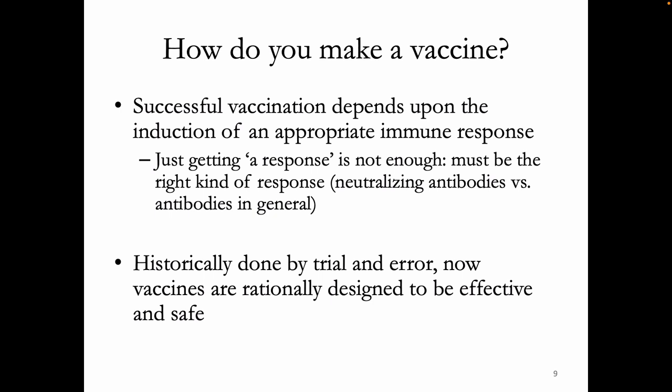When we are making vaccines, there are a few things that we think about. Historically, this was done by trial and error. And the basic way that one would do this is one would find some people who had survived whatever infectious disease you were interested in, see what kind of immune response they made, and then figure out how to copy it.